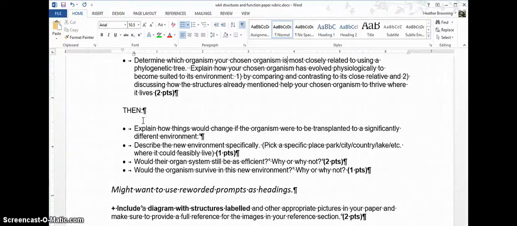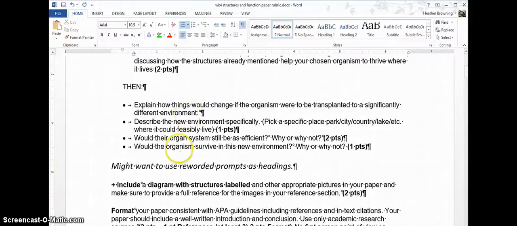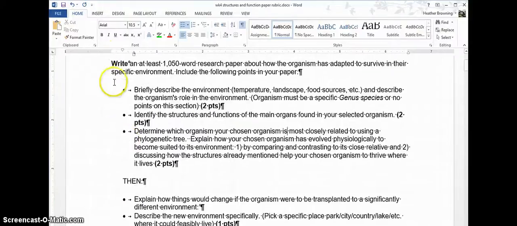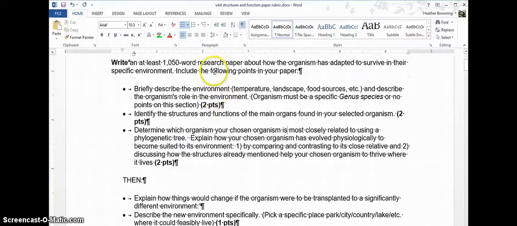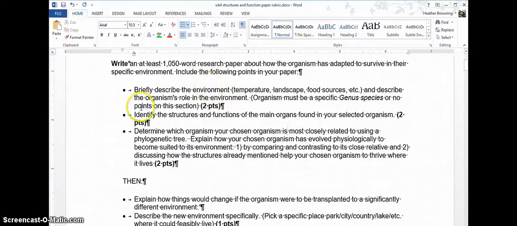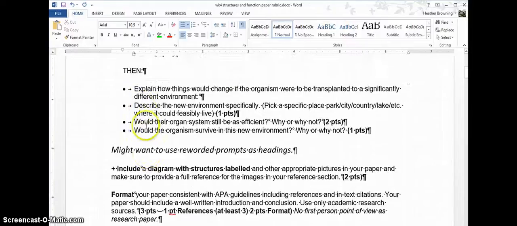Would their organ system still be as efficient? Why or why not? So whatever you talked about before, would the trunk still work there? Would the organism survive in its new environment? Why or why not? And you might want to use the prompts as headings, but you would reword them. So when you use the whole briefly describe the environment, you say environment, or you say savanna if you're doing elephant. For the fish, you might say Washington rivers if you did a salmon.